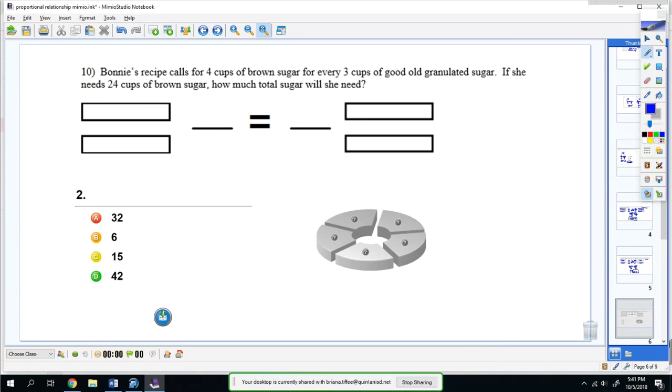Okay, let's move on. You try one. Bonnie's recipe calls for 4 cups of brown sugar for every 3 cups of sugar. She needs 24 cups of brown sugar. How many total sugar will she need? So I'm going to put brown sugar on top, and then sugar on the bottom. So 4 cups for every 3 sugars. So I'm going to use 24 brown sugar.